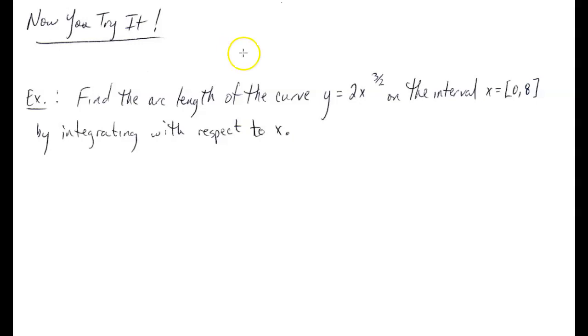So the first thing that we need to do is just make sure that we remember the actual formula. Of course, arc length is going to be the definite integral from x equals a to x equals b, square root of 1 plus the derivative of y squared dx. So that will be our formula for that.